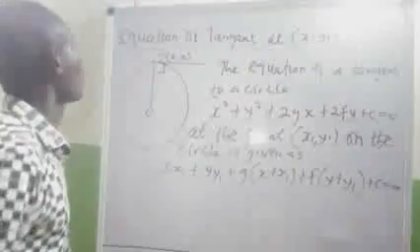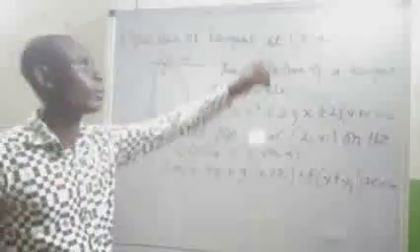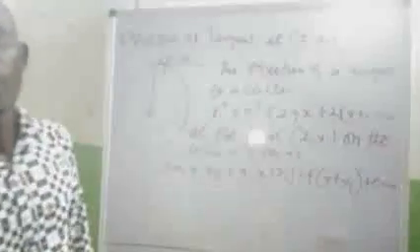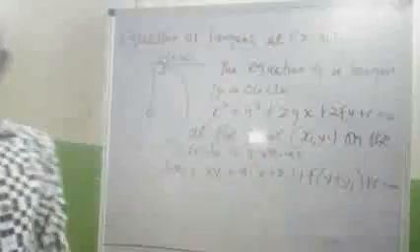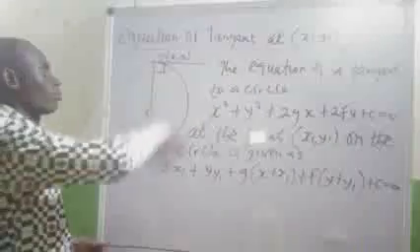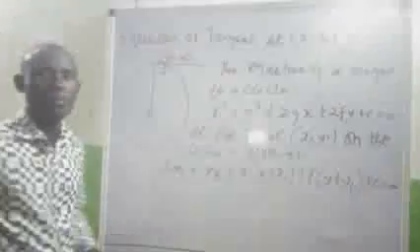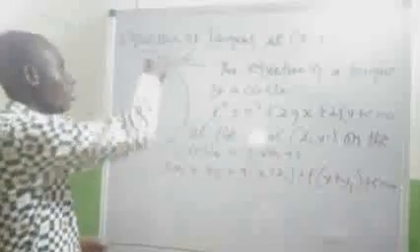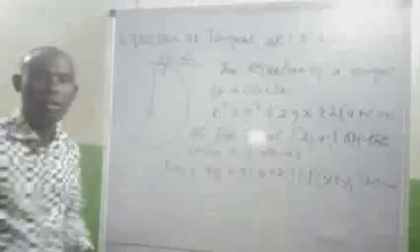Now we are going to be looking at the equation of a tangent to a circle at the point x1, y1. This is the circle. This line is the tangent to the circle. This is the radius of the circle.